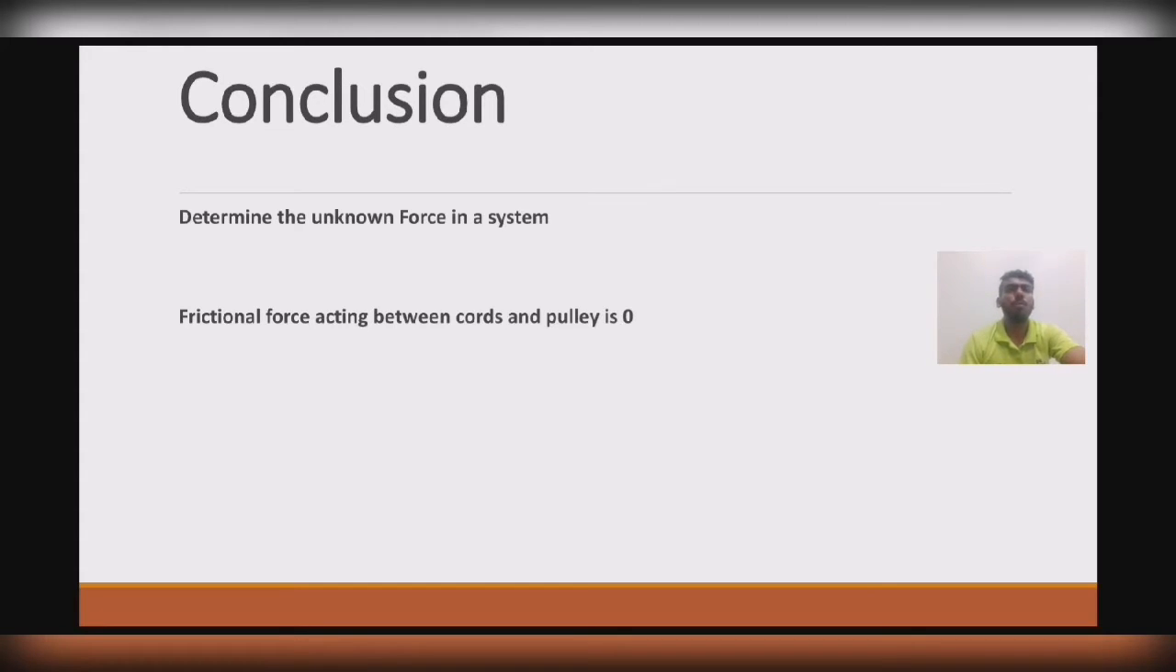The method of the polygon of forces can be used to determine the unknown forces in a system when 4 or more forces are in equilibrium at a point. Although in the end the results obtained have deviations from the actual ones, it is due to the error in the assumption that the frictional force acting between the cords and pulley is 0.